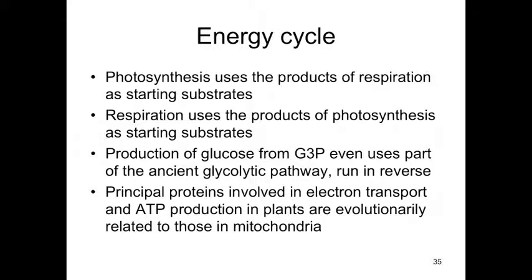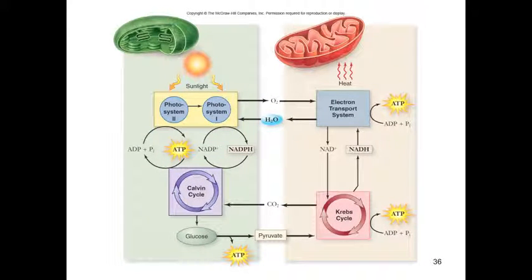The principal proteins that are involved in the electron transport and ATP production in plants are evolutionarily related to those that we see in the mitochondria. For example, the proteins that we see in the electron transport chains in chloroplasts are very similar to those that we see in mitochondria. This figure illuminates the relationship between photosynthesis and cellular respiration.